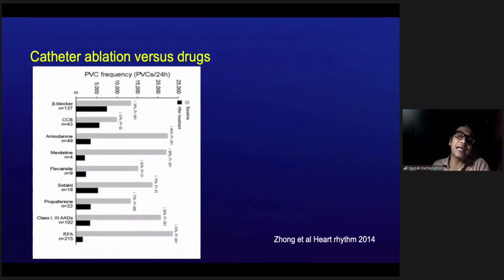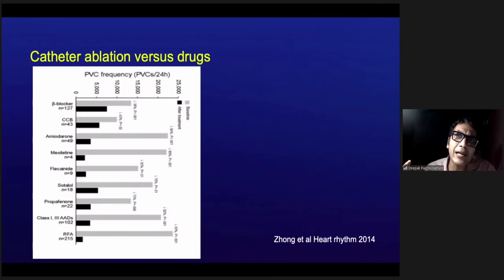Now, once you've decided that you want to intervene in these patients, what do you want to do? Do you want to give medications or do you want to ablate them? So for outflow tract PVCs, catheter ablation has been shown to significantly reduce the PVC burden per 24 hours as compared to any of the other drugs used. So if it is an outflow tract PVC, it may be a good option for us to consider catheter ablation versus trying them on medications.